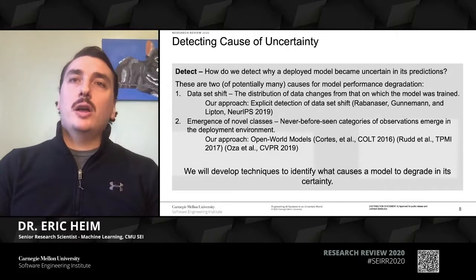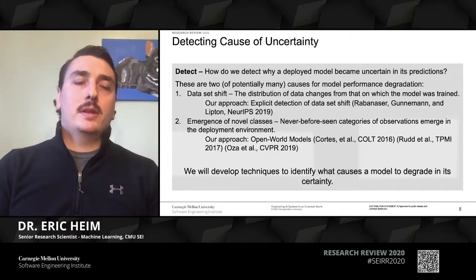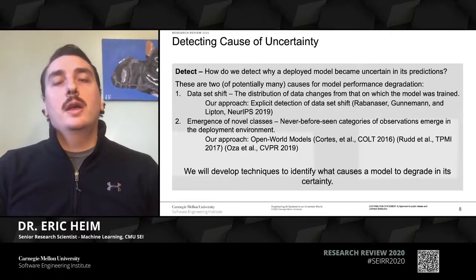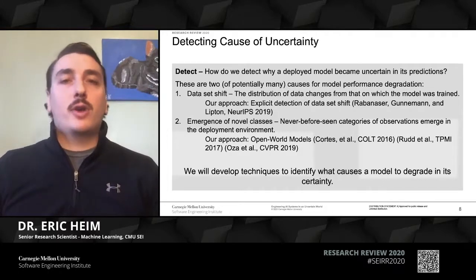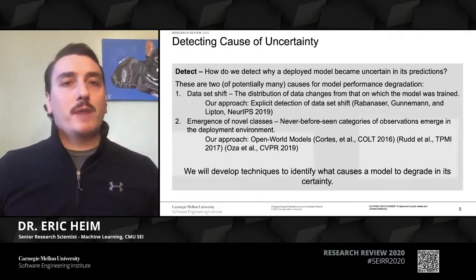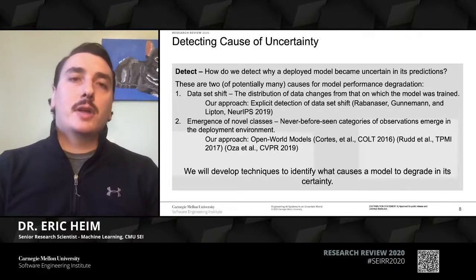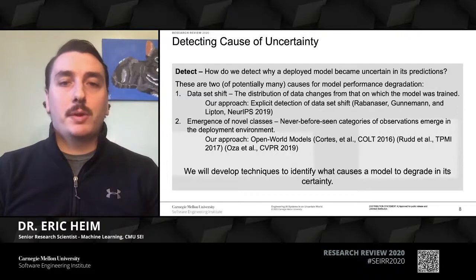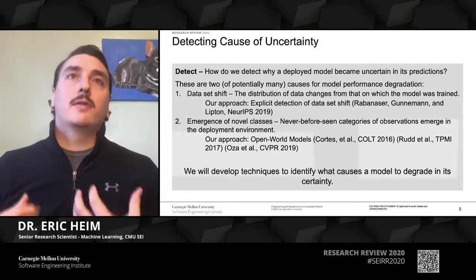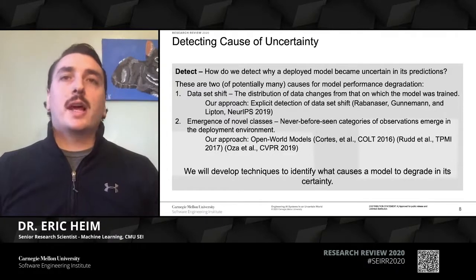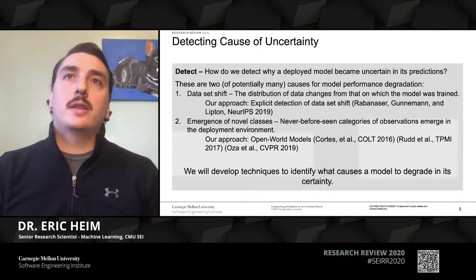And the other potential cause of this uncertainty could be the emergence of novel classes. So maybe suddenly you have a new model of car you want to detect, but you don't have any training data for that. So how are you able to reason about these novel classes as they emerge? One of the lines of work we want to do is to detect, using something called open world models, the emergence of these new classes as they arise in the deployment environment.